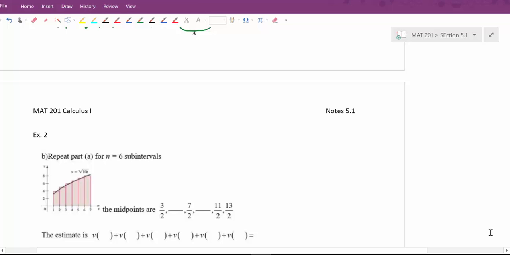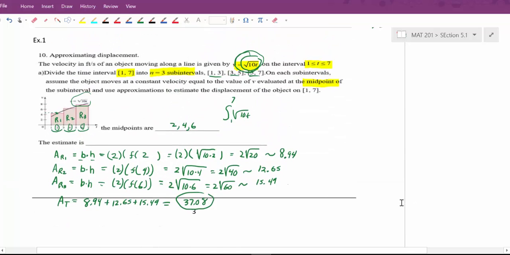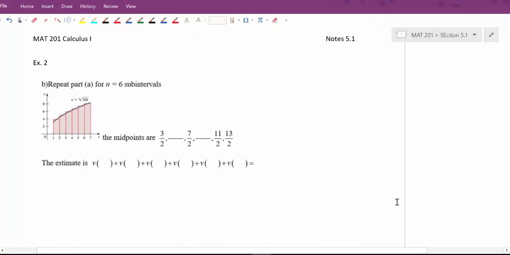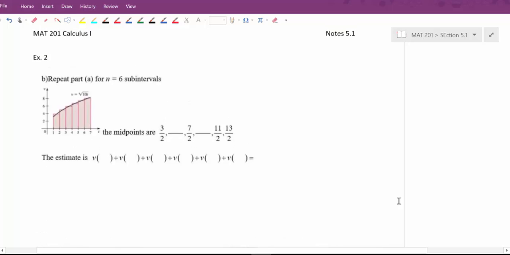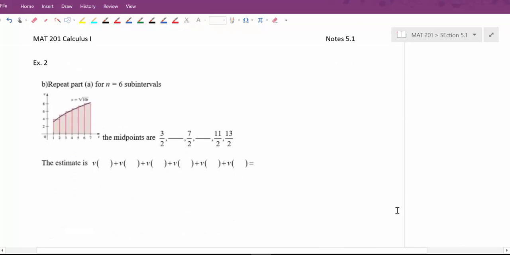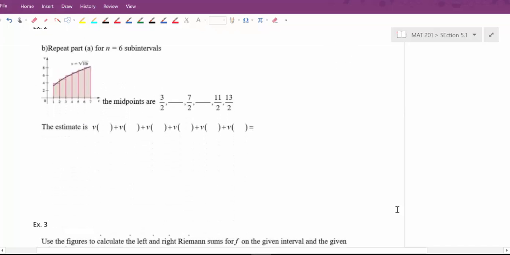We're going to use more subintervals. The last problem I did, we only did 3 rectangles, so 3 subintervals, but we're still doing the same thing. Let's start at the top of page 4. We're going to redo the problem, but now we're breaking it up into 6 subintervals, which means we're going to have 6 rectangles.